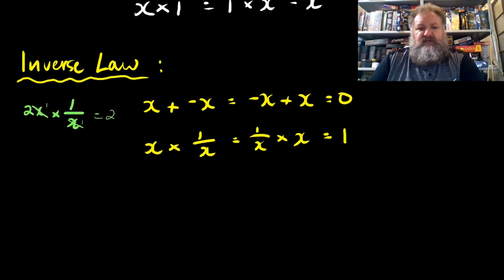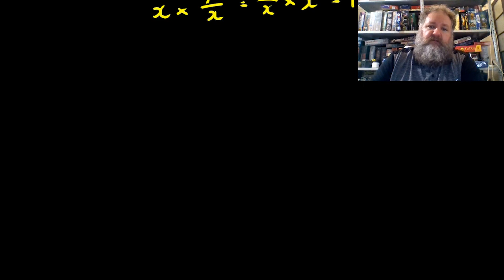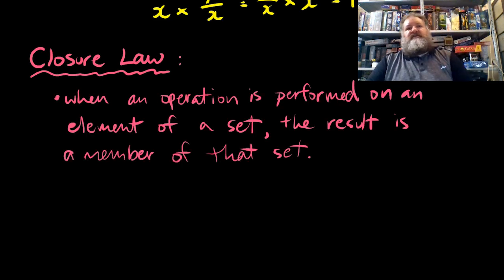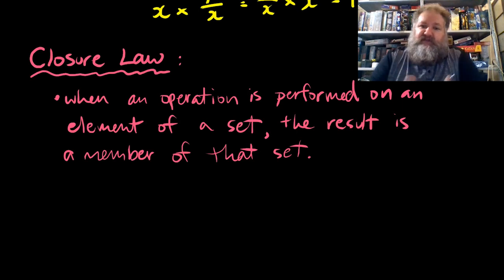The last law is one that you may have never heard of before, never have considered even, maybe. Let's have a look at it. It's called the closure law. The closure law really is when you're performing an operation on some part of a set, right? So, for example, if I was adding the number 2 and the number 4, well, they're both part of our natural counting numbers. And when you add 2 and 4, you'll get 6, which is also a member of the natural counting numbers.